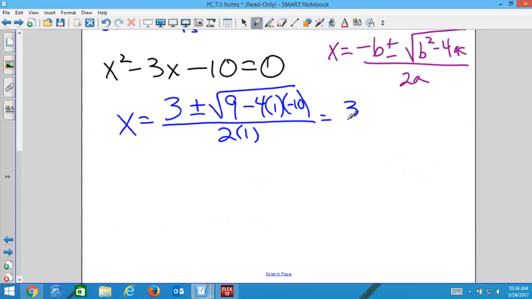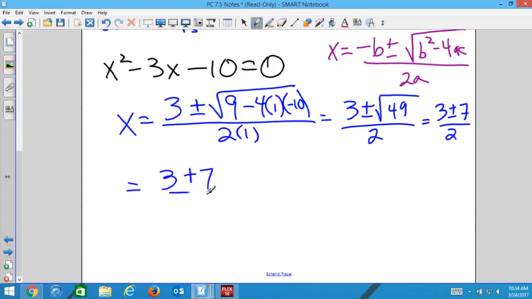So that's going to give us 3 plus or minus, and then we have to calculate 9 plus 40, 49. So we have 3 plus or minus 7 over 2. It's going to give us 2 answers. One is 3 plus 7 over 2, the other is 3 minus 7 over 2. 10 over 2 is 5. Negative 4 over 2 is negative 2.